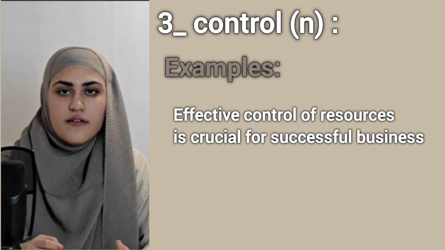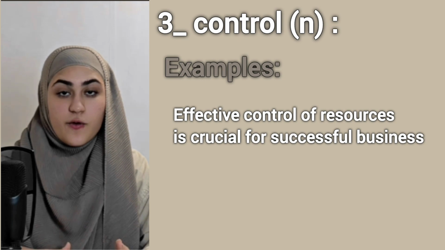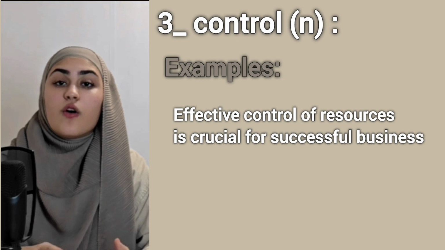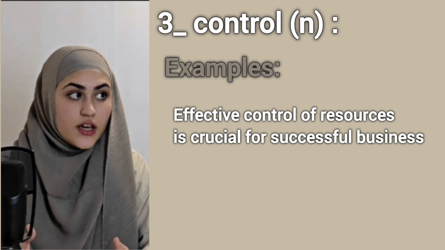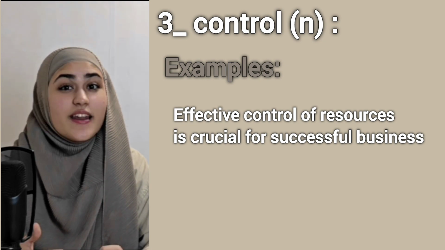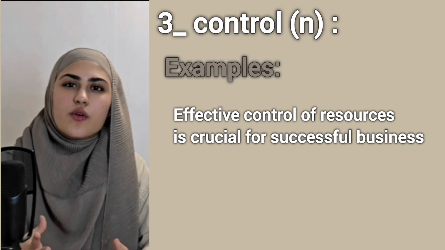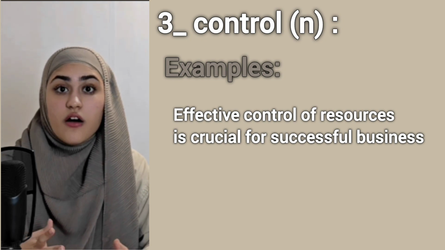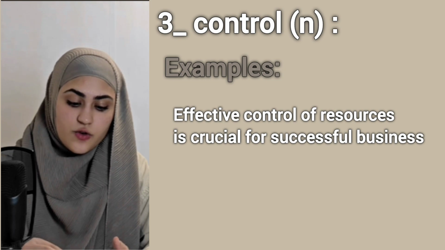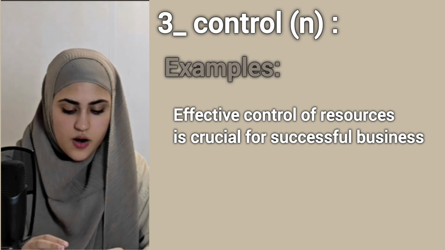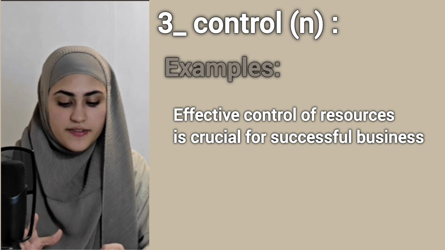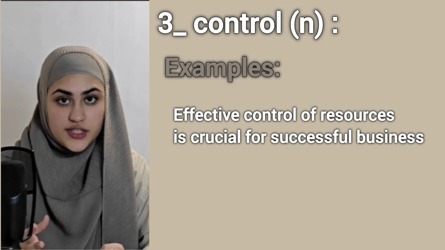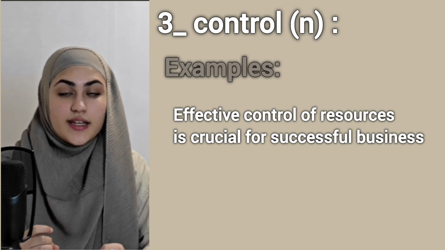Effective control. We can bring an adjective before a noun, right? So we have control over something, and we can have effective control over something. We can have ineffective control, powerful control over something or of something. So here it says effective control of resources is crucial. It means it's really important to have that control over our resources. Effective in a good way, in a way that brings us progress.